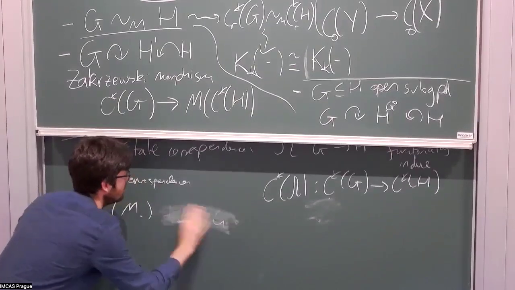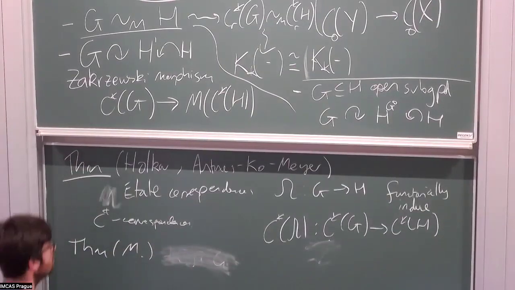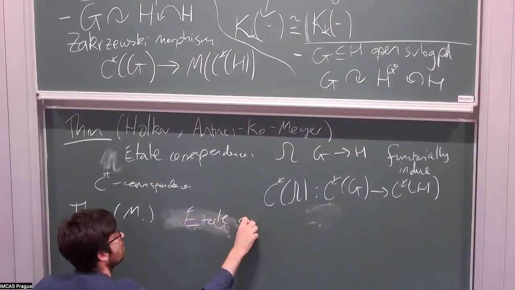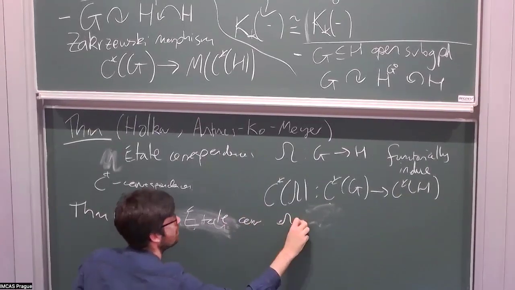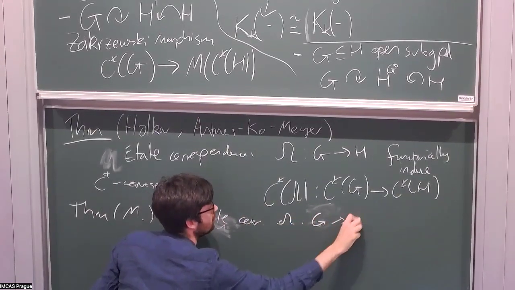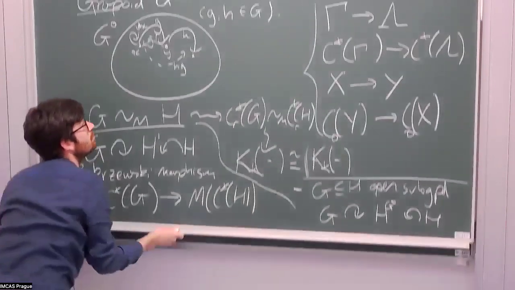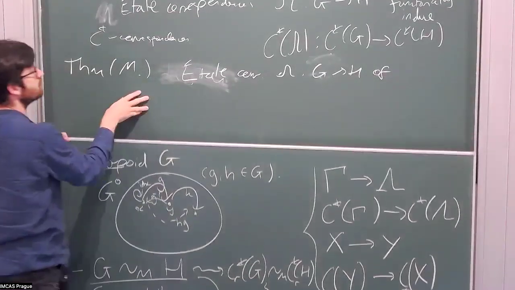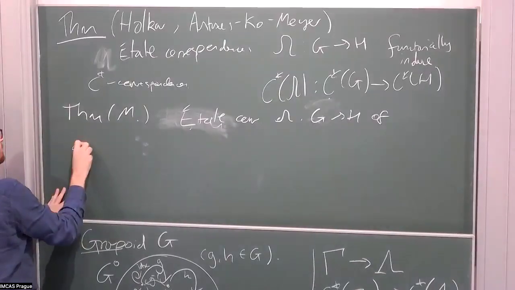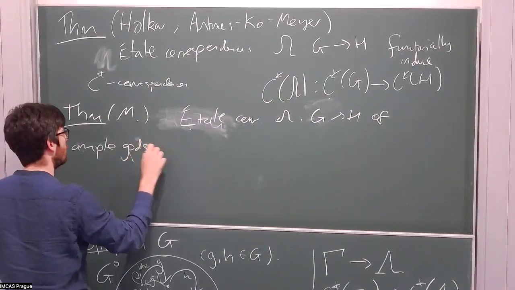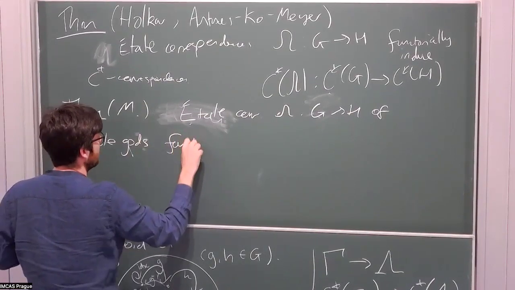I'll just state it in the same way. Étale correspondences of ample groupoids induce functorially maps in homology.